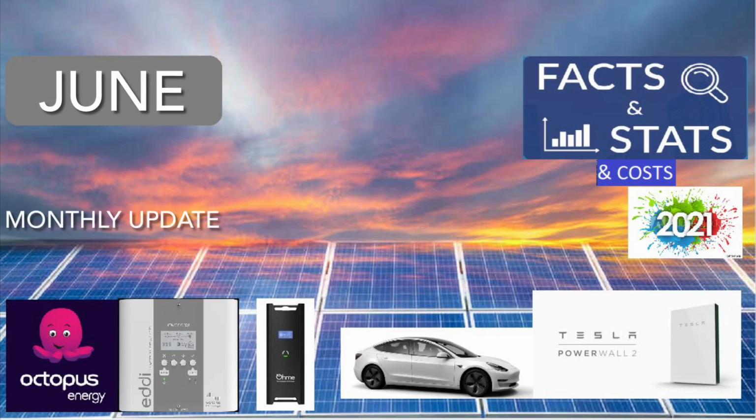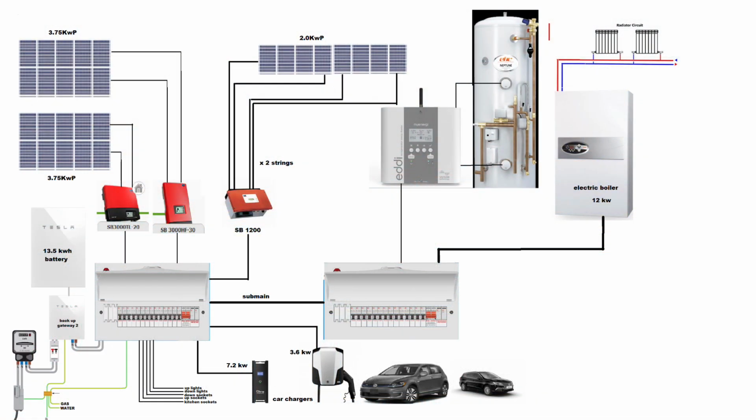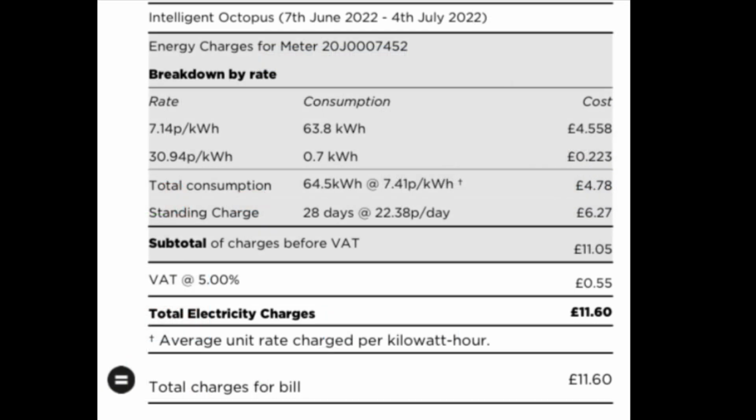June 2021 update. If you're interested in the setup we have at home, please pause the video and take a look at this slide. We've got our Octopus Intelligent billing for the month, and we used 63.8 kilowatt hours at the cheaper 7.14 pence per kilowatt rate, and 0.7 kilowatt hours at the more expensive 30.94 rate. It's worth mentioning that the Octopus bill here is slightly out of sync with our monthly update data.